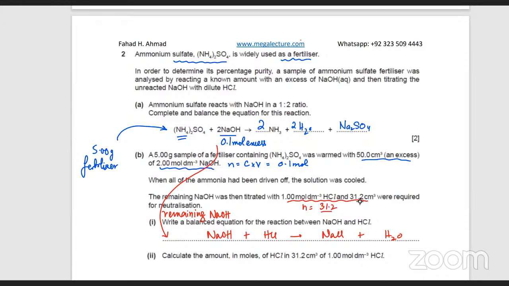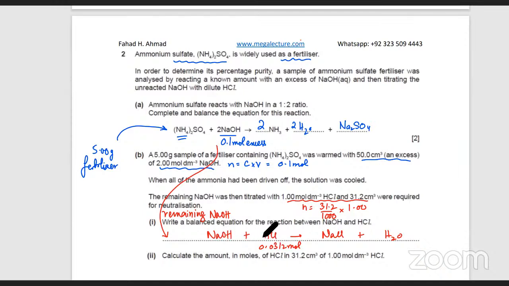31.2 divided by 1000 is 0.0312. So 0.0312 moles. That's all the information that you have, and you have to find the percentage purity. So you took 5 grams impure, added it to excess NaOH. Some of the NaOH was left. We don't know how much reacted, but it was titrated with the HCl. So we know how much NaOH was left.